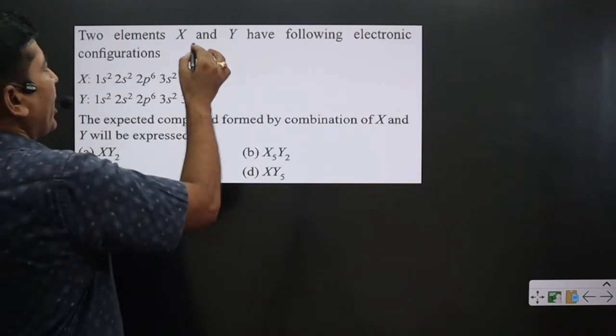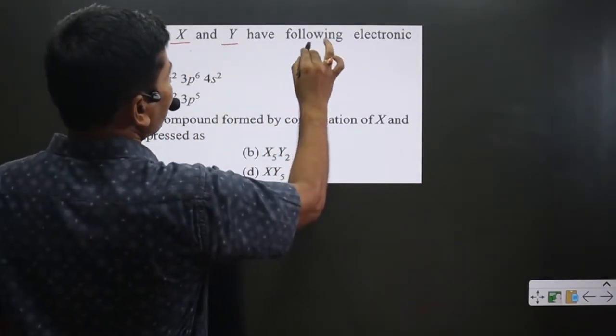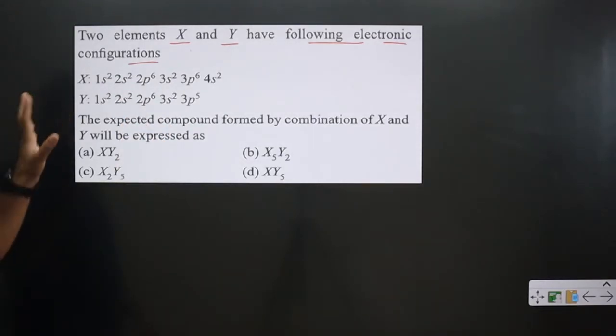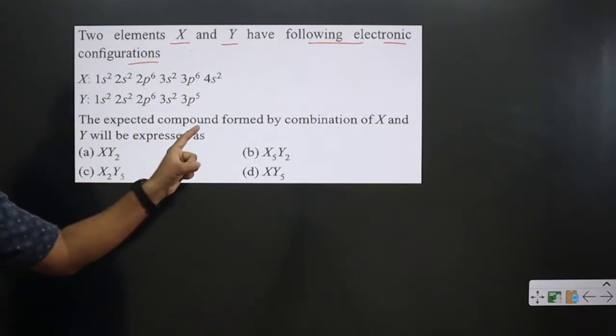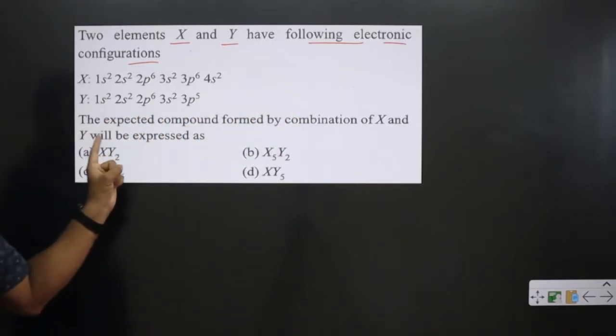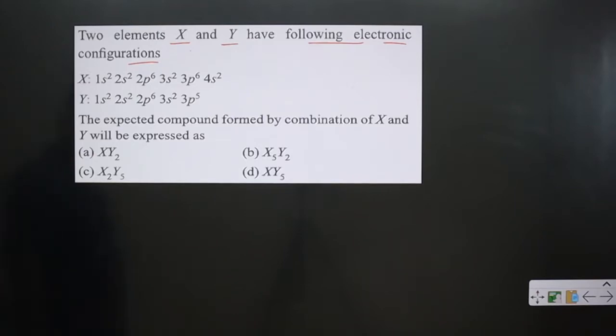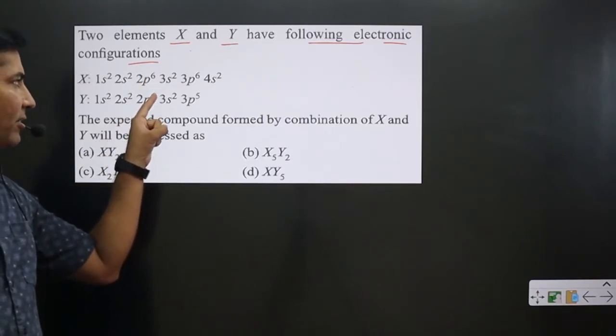The question says two elements X and Y have the following electronic configuration. Electronic configuration given here, X and Y. The expected compound formed by the combination of X and Y will be expressed as. Which compound is possible? Okay. So you can see electronic configuration is given here.